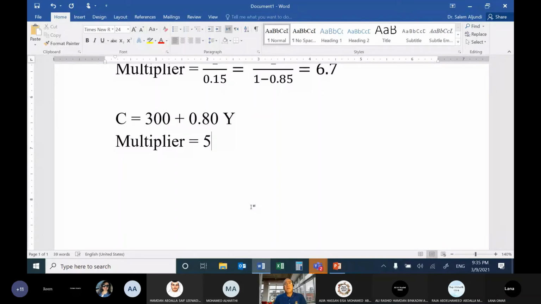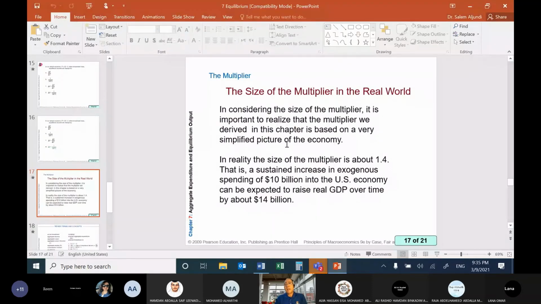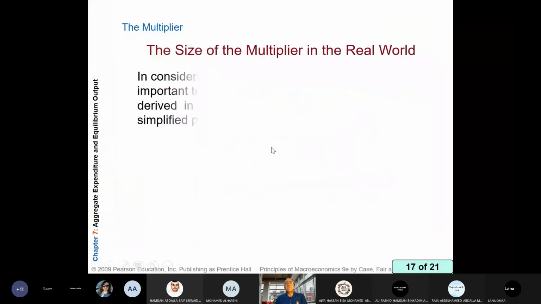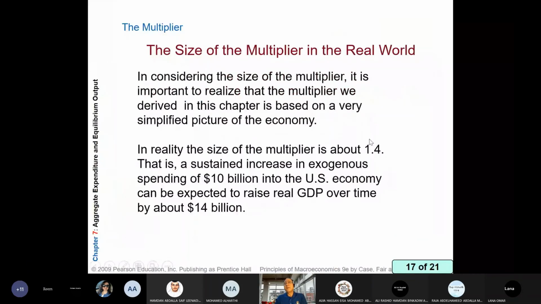So that will activate more the level of economic activity. In reality, I said the multiplier is 4. And practically it is much lower than 4.